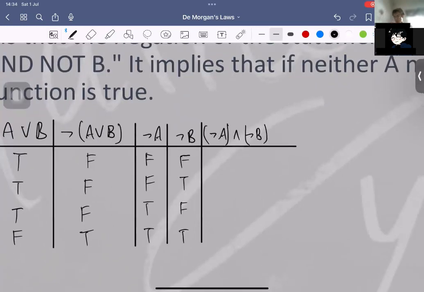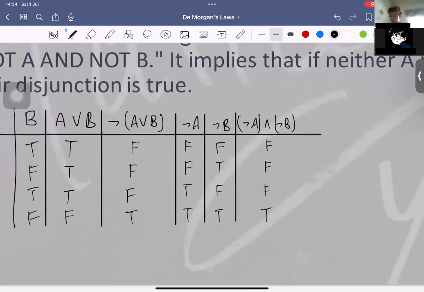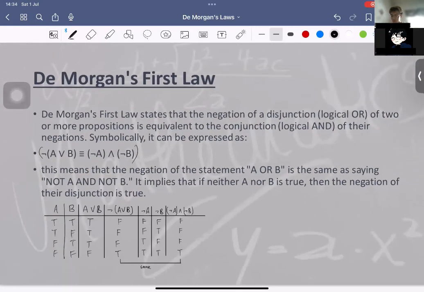Not A and not B: we need to see false and false, we get false; false and true, also false, because this is a conjunction; true and false, false; true and true, true. So we see these are the same. These are equivalent. So this is De Morgan's first law. This means that the negation of the statement A or B is the same as saying not A and not B. It implies that if neither A nor B is true, then the negation of their disjunction is true.